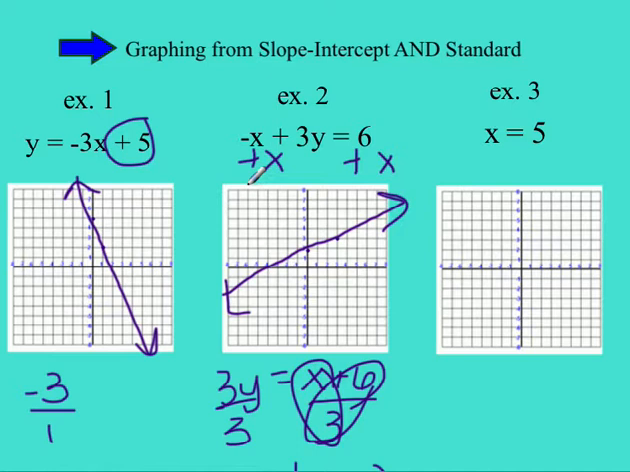Taking a look at the third example, x is equal to 5. We're going to find 5 on the x-axis, which is right here. If you ever have an equation that's just x, that means you need to draw in a vertical line. So we're going to draw in a vertical line at x is equal to 5. If it was just y, it would be a horizontal line.